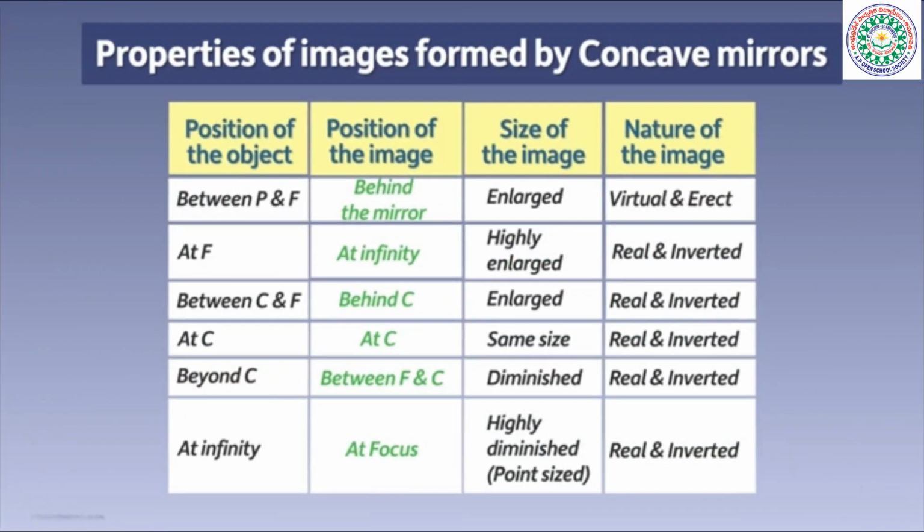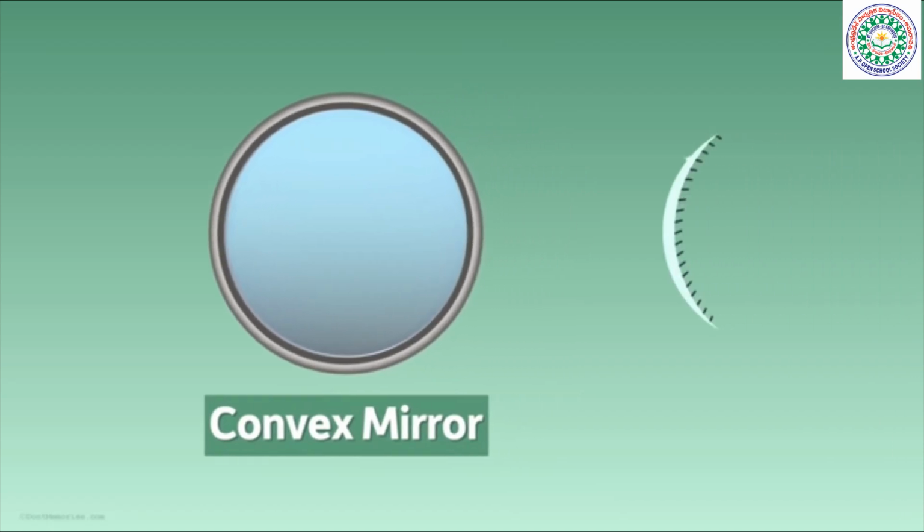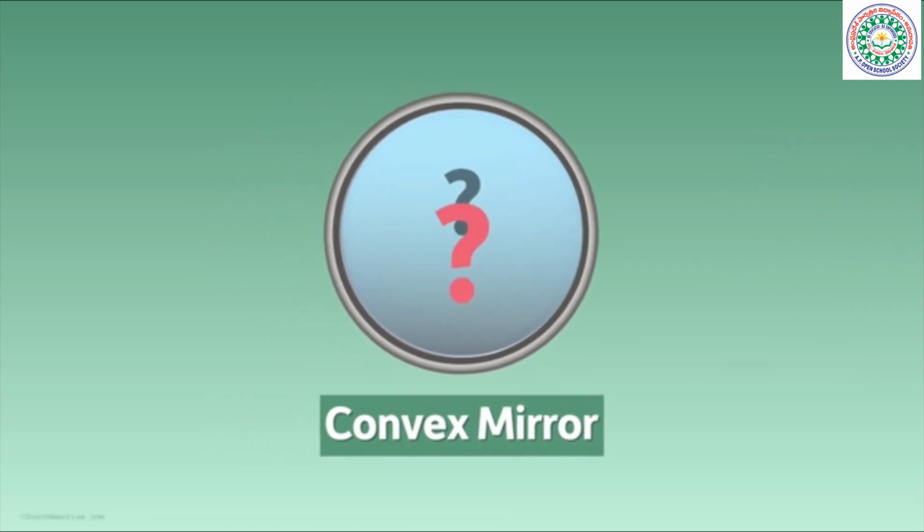Now, we've only been looking at the properties of an image formed by a concave mirror. However, there is one more type of curved mirror. Do we know what it's called? Yes, a convex mirror. So what is a convex mirror? A mirror whose reflecting surface is curved outward is called a convex mirror. The question now is, how does an image formed by a convex mirror look? Without further ado, let's find that out.